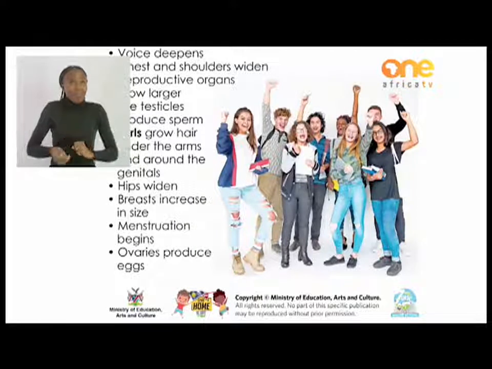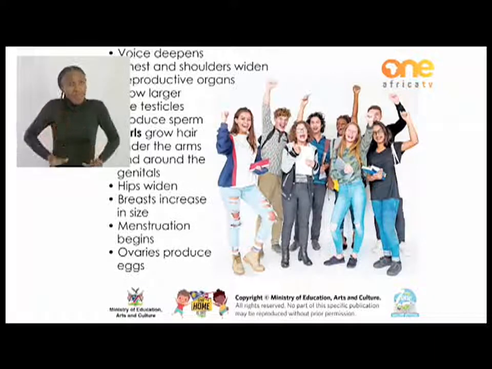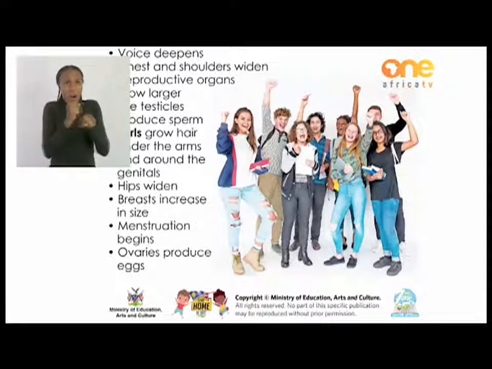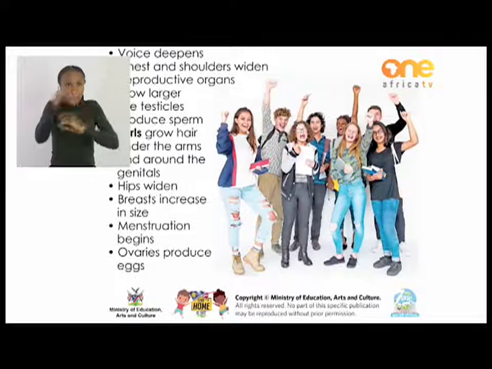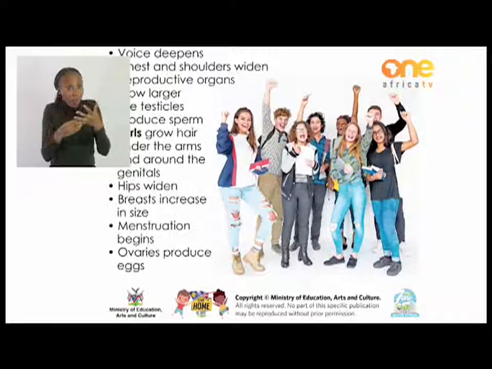They start with the menstrual periods, or the menstruation begins. They are going to have their monthly period every month. And also their ovaries, which you can't see. You will learn more about that at a later stage. The ovaries start to produce eggs. Those are the characteristics of adolescents or teenagers.